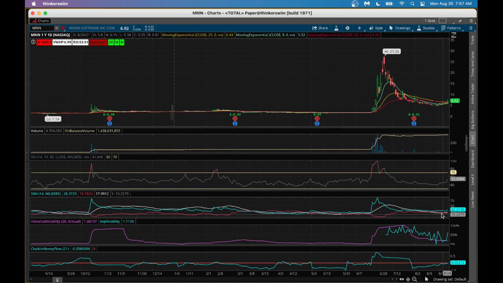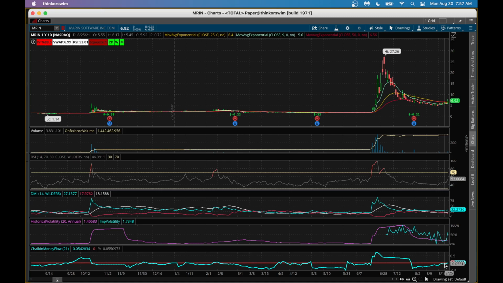DMI indicates it's positive, meaning the blue line is above the red line, and the blue line wants to go up and the red line wants to go down. That's a good sign here. Volatility has picked up a little bit, but IV percentile is still high, as you can see at 89.5 at this time. And check-in money flow indicates smart money is flowing into the stock.